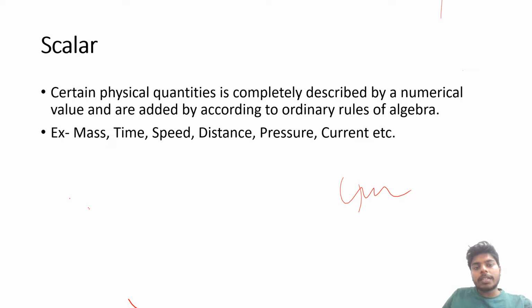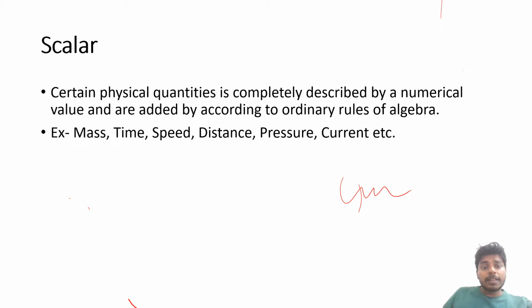It means any quantity which only requires numerical values, like mass. What do we say when we go to any shop? We say I want 5 kg of rice, or 5 kg of pulses, anything. You say just 5 kg, they understand, you need not say anything else. Same way, time. If you say 1 hour, people completely understand. You do not need any other things to specify to completely describe that quantity.